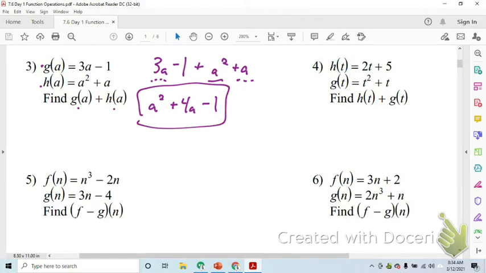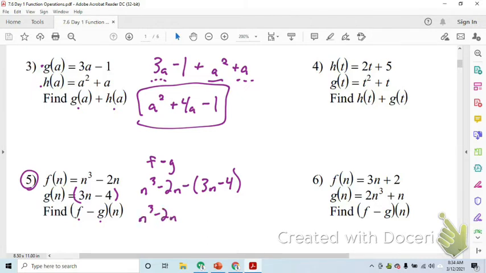Now, down here at number 5, we're taking f and subtracting g from it. So it's literally f minus g. So it'll be n to the third minus 2n, but we're subtracting g from it, which means this whole thing. So minus 3n minus 4. So we're subtracting the whole thing, which means this. We have n to the third minus 2n, but then we distribute the negative. So it's minus 3n, and then it's plus 4.